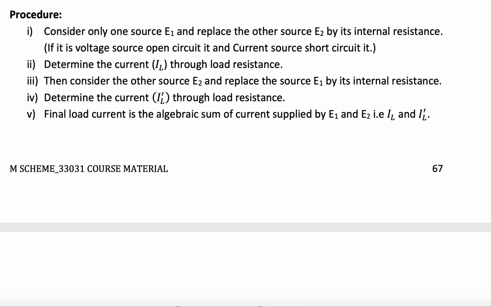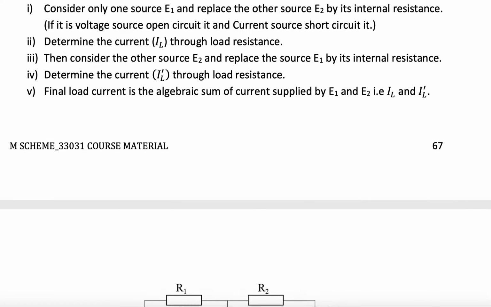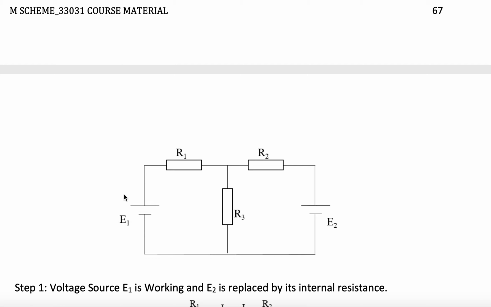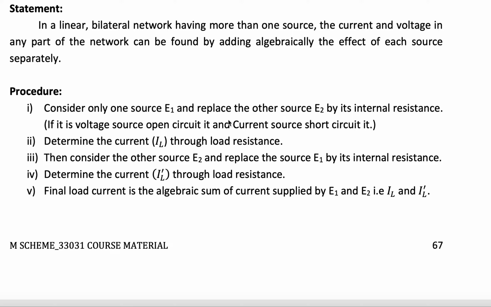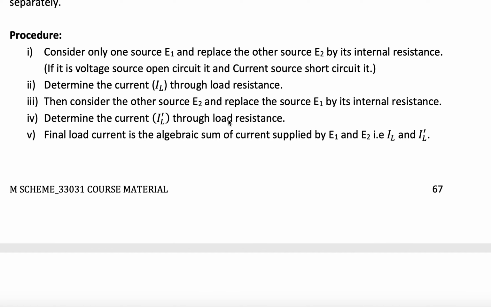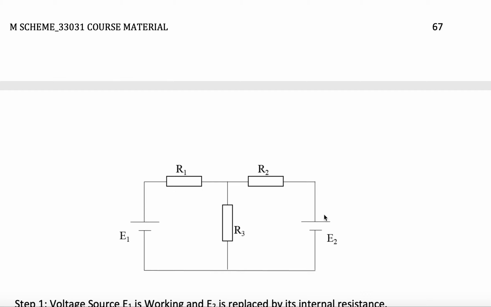Consider only one source E1 and replace E2. See, this is the circuit. There are two sources E1 and E2, and there are three resistors R1, R2 and R3. Consider only one source E1 and replace the other source E2 by its internal resistance. If E2 has some internal resistance, replace the E2 with the internal resistance. What we are actually doing is making E2 0.